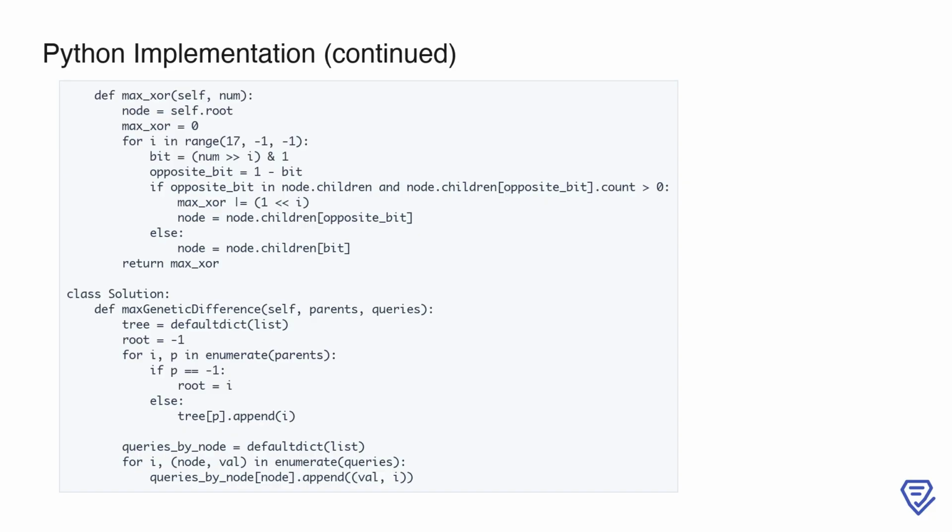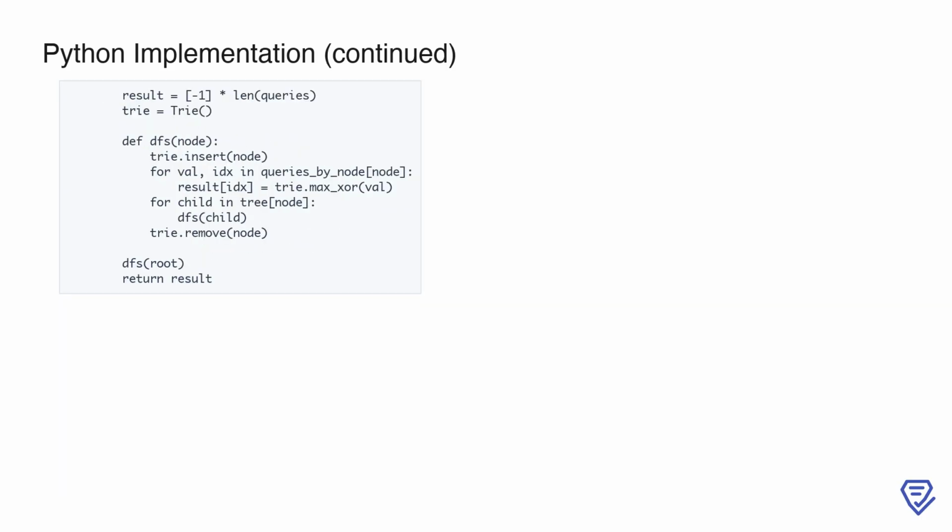Next, we move to the solution class, which implements the main logic for solving the problem. We begin by constructing the tree structure from the given parent-child relationships. Nodes with a parent of -1 are identified as the root. For the queries, we group them by the node they are associated with, using a dictionary where the key is the node and the value is a list of queries related to that node. This organization allows us to efficiently process the queries during traversal. To solve the problem, we initialize the result list to store answers for all the queries and instantiate the tree.